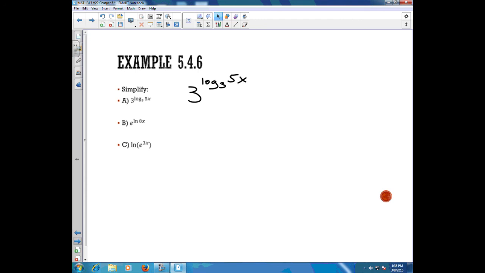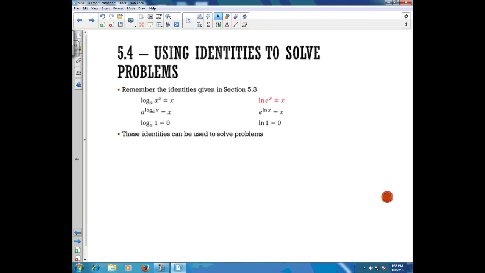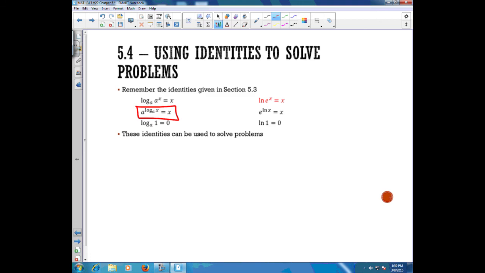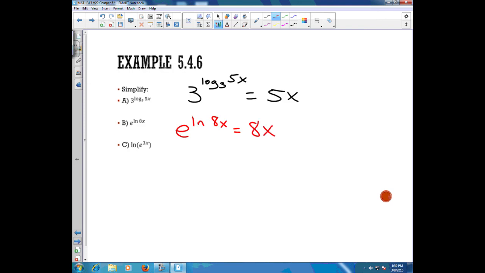If you look at your identities, a raised to the power of log base a of x is just equal to x. Right, so that's this one. And so 3 raised to the power of log base 3 of 5x is just going to give you 5x. Similarly, e to the natural log of 8x, if we look back at our identities, e to the natural log of x is just x. So e to the natural log of 8x is just 8x.